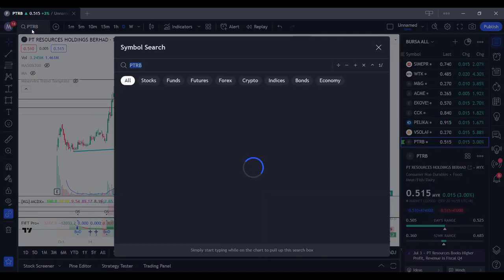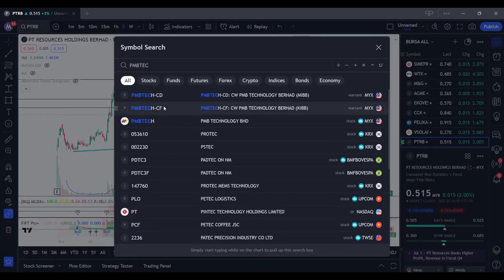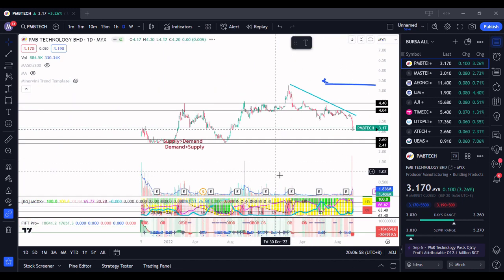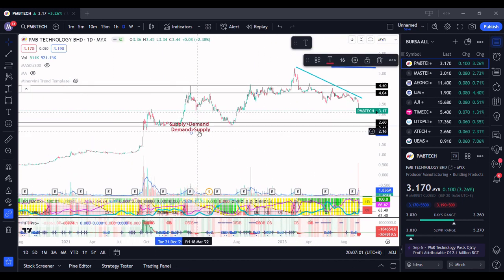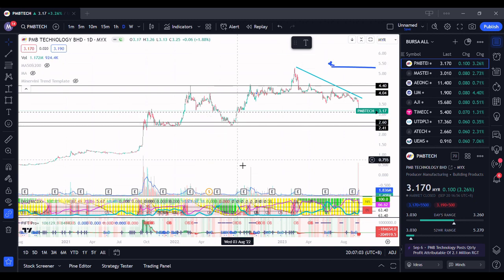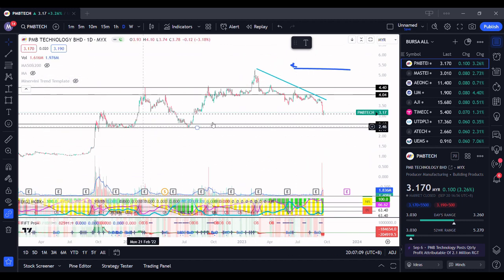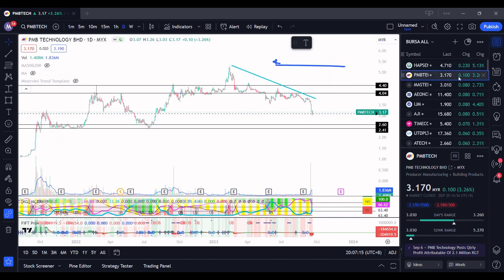I think one hot stock today is this one, PNB Tech. This was actually a very long sideways kind of trend. Sideways here, then came up here, attempted to break out, then broke down back. If you look at it, this is also sideways. Nothing much to see. Let's see what was hot in Bursa today.